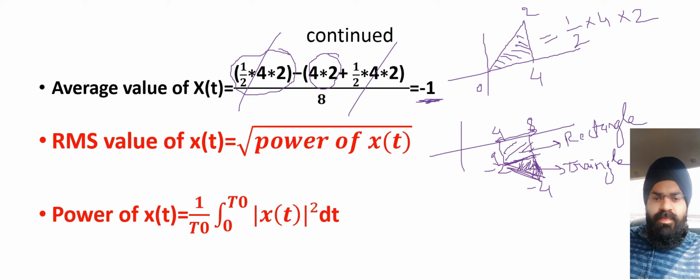Why have I subtracted here? Because this trapezoid waveform is on the negative side. That's why I subtracted here.